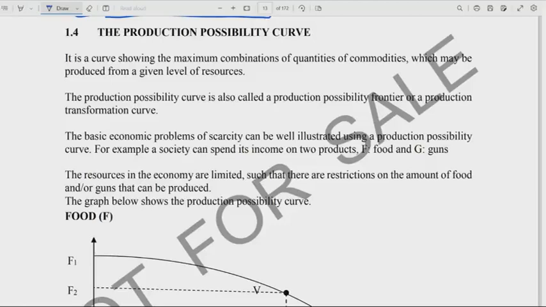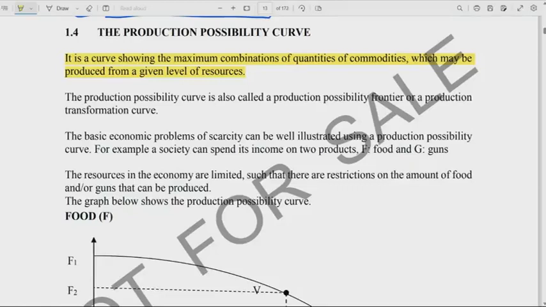Let us look at the production possibility curve, also known as the production possibility frontier. It is a curve showing the maximum combination of quantities of commodities which may be produced from a given level of resources. So basically it is a graph, and this graph is in a curved form.